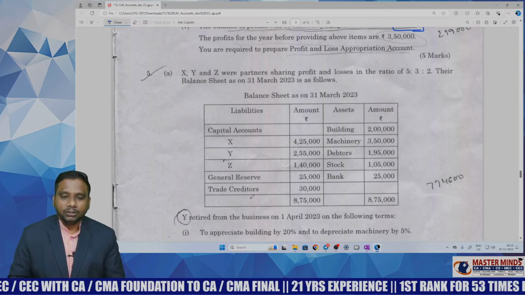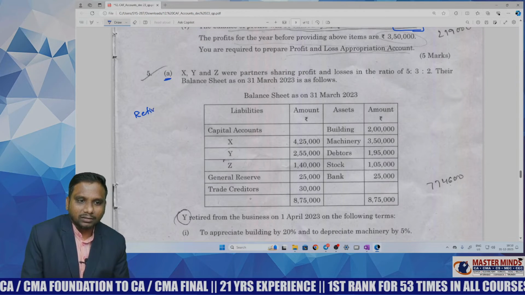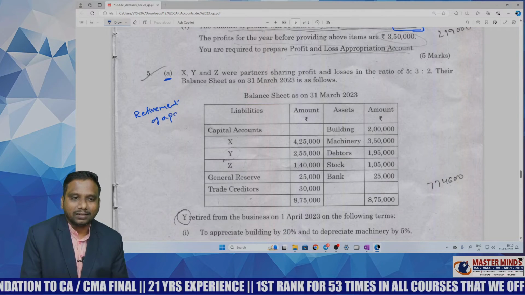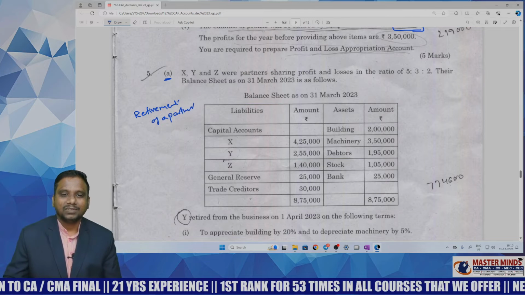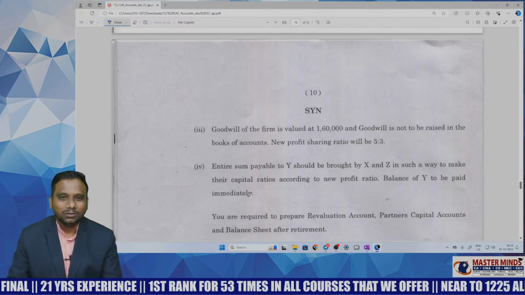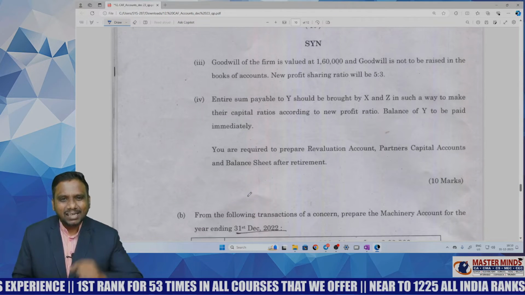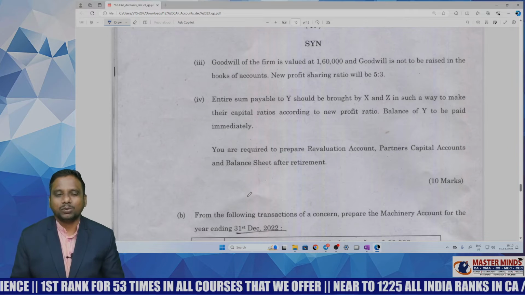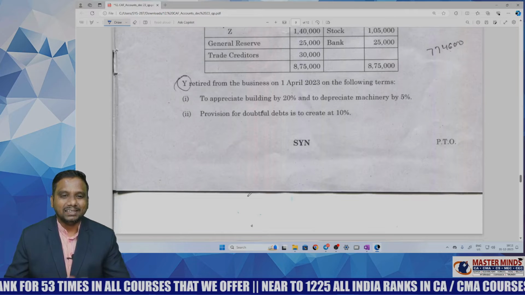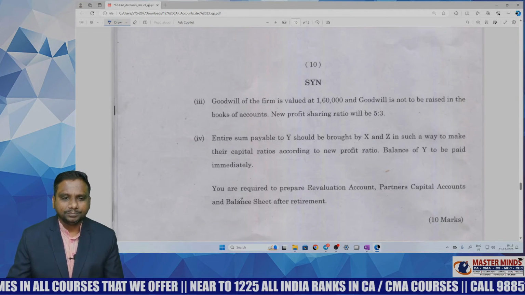Observe, 5A is about retirement of a partner. Retirement of a partner, yes or no, students? And if you observe, there are no complicated adjustments in the retirement. It is just a normal retirement procedure and all adjustments we know easily. Simply revaluation of assets, PBD, goodwill.